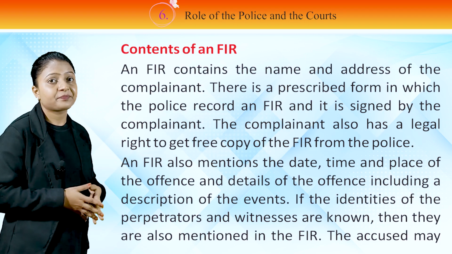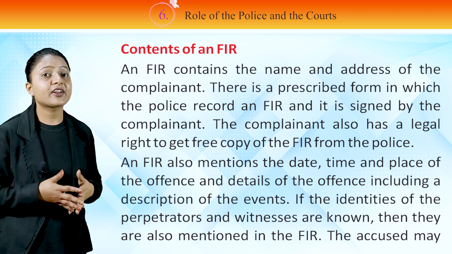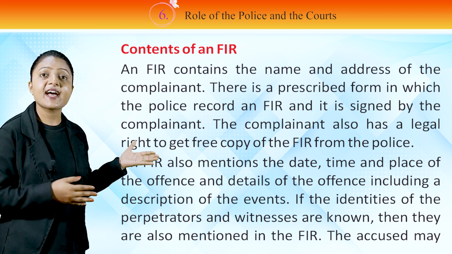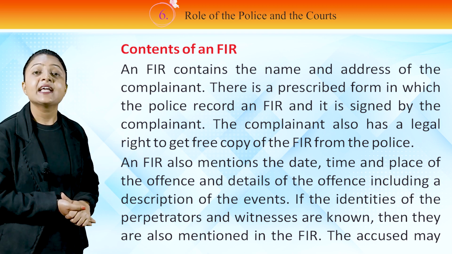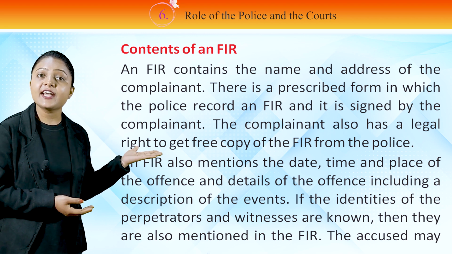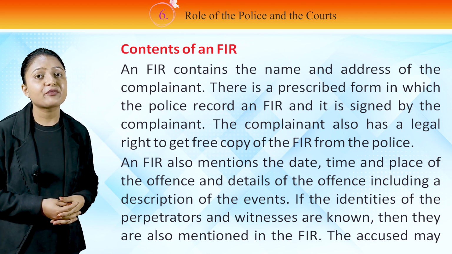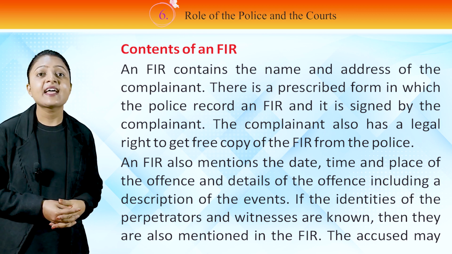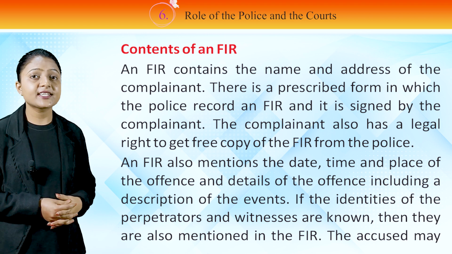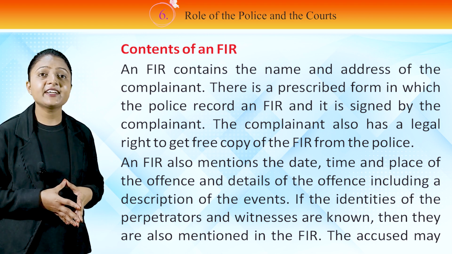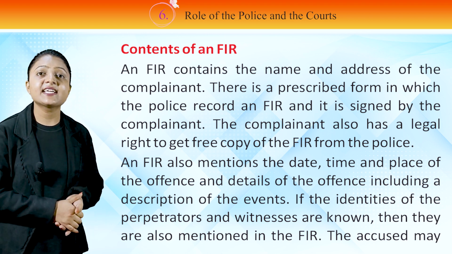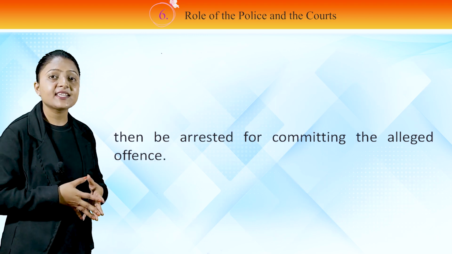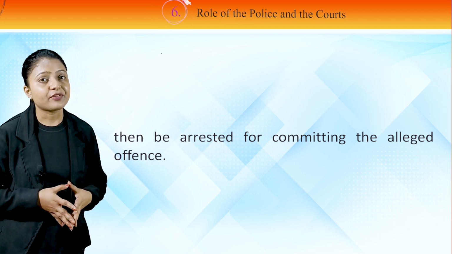Contents of an FIR. An FIR contains the name and address of the complainant. There is a prescribed form in which the police record an FIR and it is signed by the complainant. The complainant also has a legal right to get a free copy of the FIR from the police. An FIR also mentions the date, time, and place of the offense and details of the offense, including a description of the events. If the identities of the perpetrators and witnesses are known, then they are also mentioned in the FIR. The accused may then be arrested for committing the alleged offense.